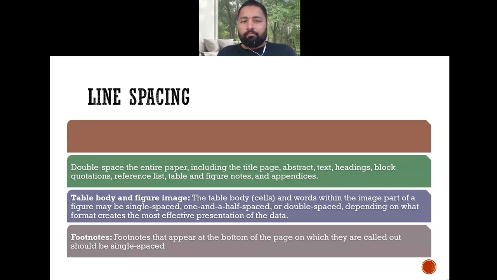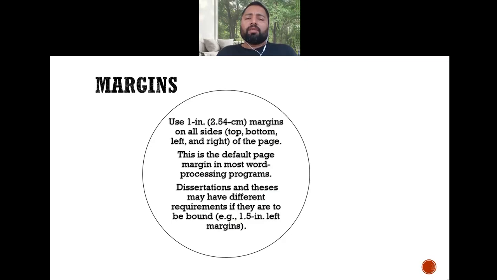Margins: use 2.54 cm, which is the default margin in all word processing software. Dissertations and theses may have different requirements. Sometimes if your university prefers 1.5 on the left, then you can use that. There is no hard and fast rule in the APA 7 guidelines.